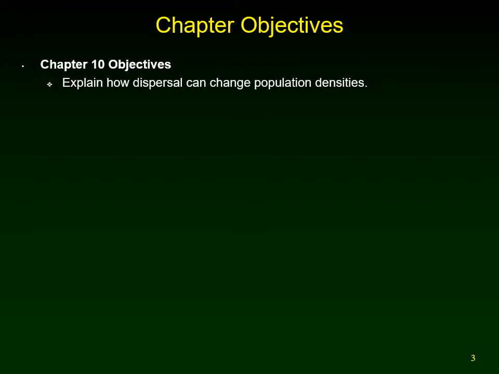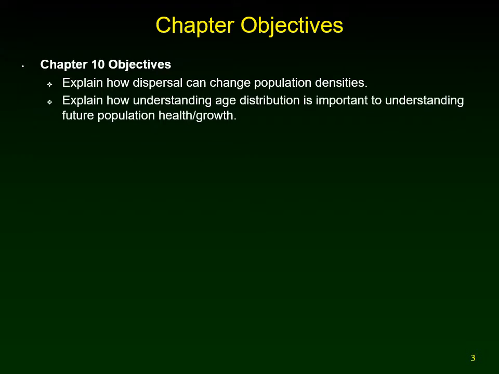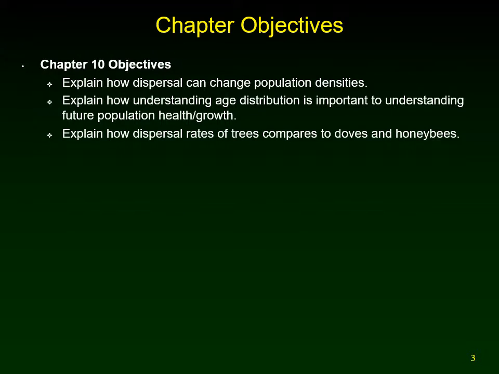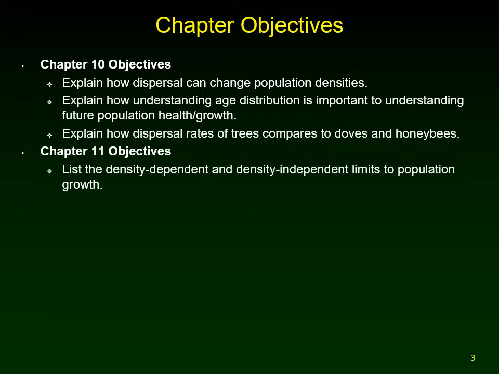For chapter 10, we're going to be looking at how dispersal can change population densities, how understanding age distribution is important to understanding future population health and growth, and looking at how dispersal rates of trees compared to doves and honeybees. For chapter 11, we'll be looking at the density dependent and density independent limits to population growth.